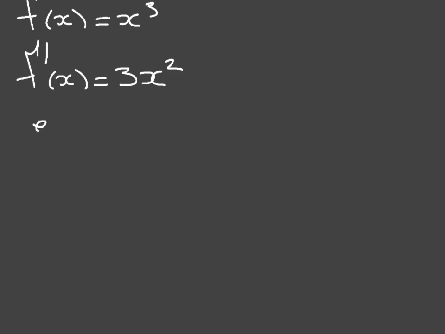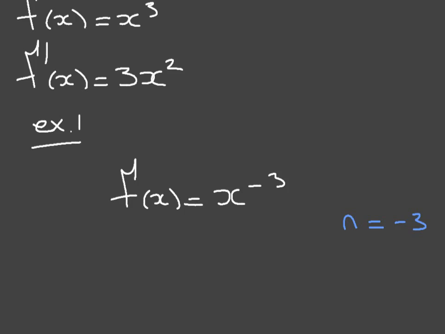Let's say we're given, and I'll just write example 1 here, f of x is equal to x to the power of negative 3, and that we're asked to differentiate this. Well, in this case, comparing this to the power rule, we can see that n is equal to negative 3. And luckily for us, the power rule still works, and we can go ahead and use it, and say that the derivative function, f dash of x, is equal to negative 3 times x to the power of negative 3 minus 1.